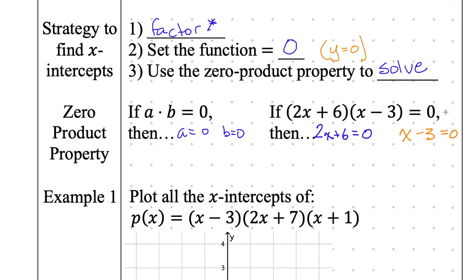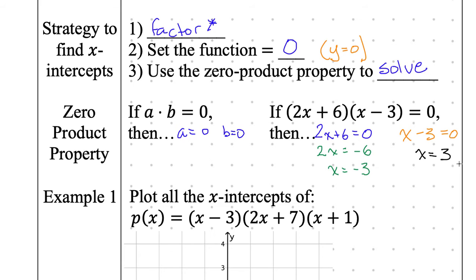We need to account for all possibilities here. From here, you would solve to figure out what your x-intercepts or your solutions are. So here I'm going to subtract 6 on both sides. So I'm going to get 2x is equal to negative 6. Finally, dividing both sides by 2 to get x is equal to negative 3. So we know that if I plug x equal to negative 3 into this left-hand factor, I will get 0, meaning that x equals negative 3 is an x-intercept. And really easily over here on the right-hand side, add 3 to both sides, and x is equal to positive 3.